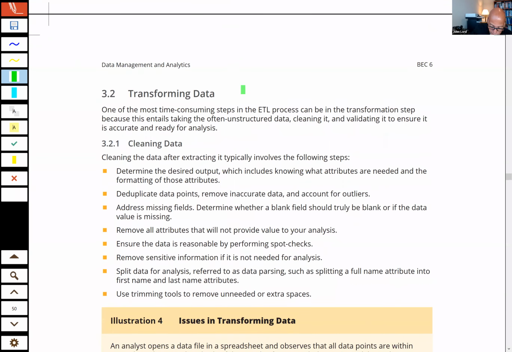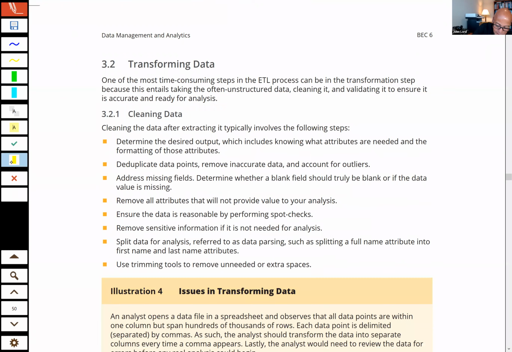Now we're going to transform the data. We've got this data. We made sure that we had complete data. We did all the process, etc. And now we can transform the data. One of the more time-consuming steps is transforming the data so that we can use it for our analysis. You can see that we're going to have to clean it. We're going to have to validate it to ensure that it is accurate and ready for analysis. So let's go ahead and take a look at cleaning the data.